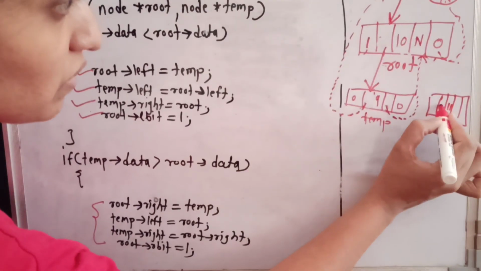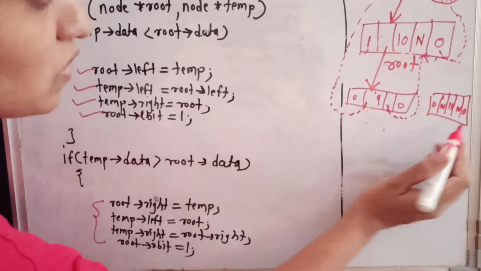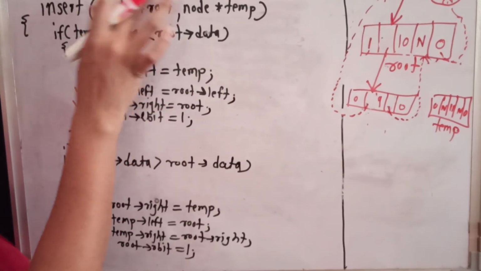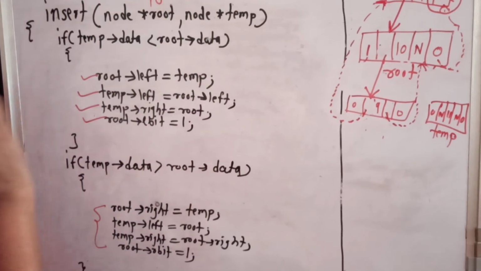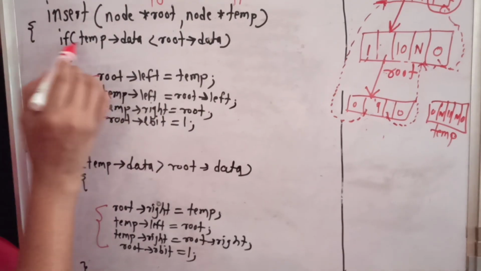So this is the 11, which will be initially null, this is the null, this is the 0 and this is the null. Now this is my temp. So again, whenever I want to insert any new node here, it will compare with the root data. The root is 10, and the new value is 11.